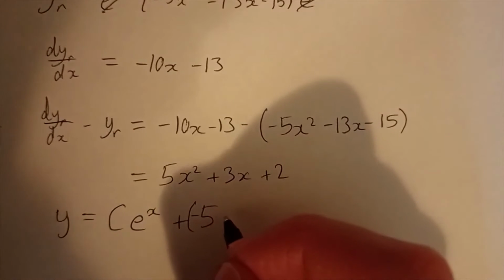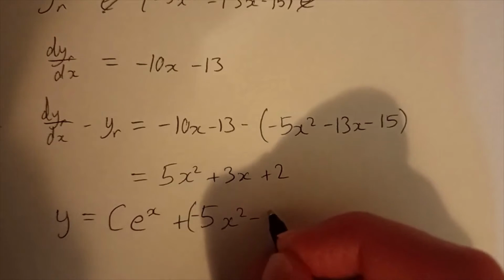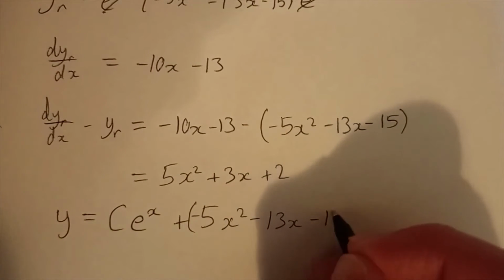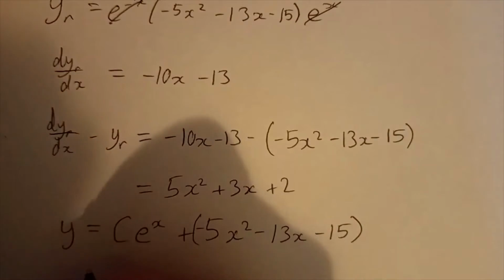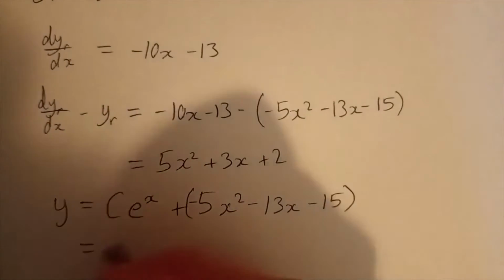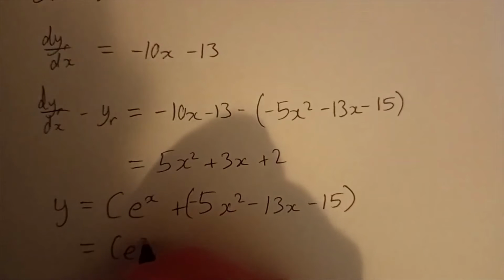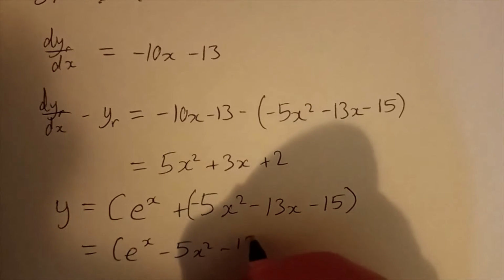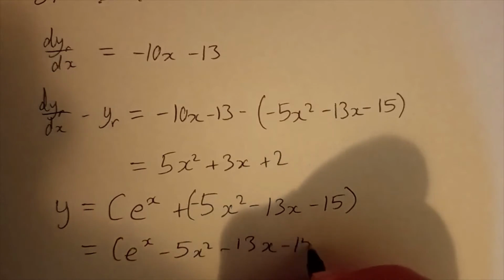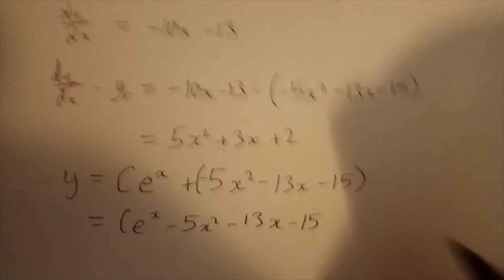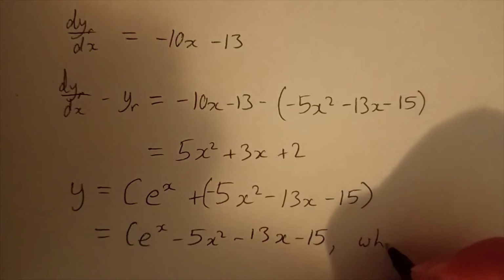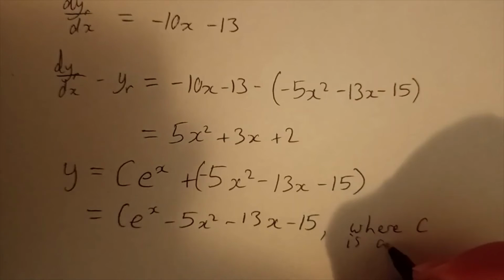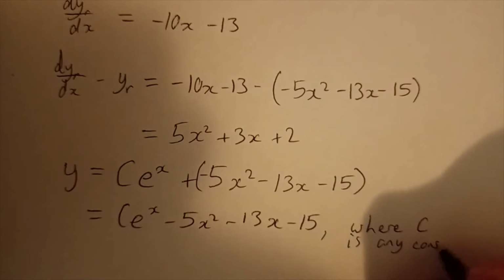Negative 5x squared, take 13x, take 15. And I might rewrite that as c e to the x, take 5x squared, take 13x, take 15. Where c is any constant.